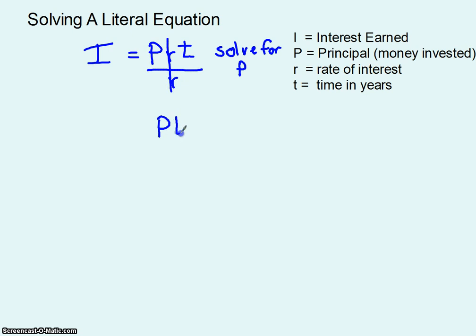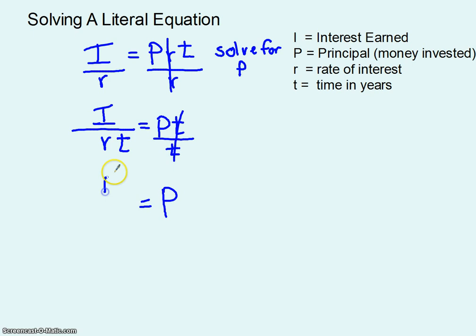You'd have a p and a t equals, well, I divided the right side by r, so I have to divide the left side by r. So I'll write I over r. Well, p is still not by itself. What's happening? It's being multiplied by t. So let's divide by t. That'll cancel. And we can divide the other side by t by simply putting a t down below. So now p is by itself as you wanted, and you have I equals RT.